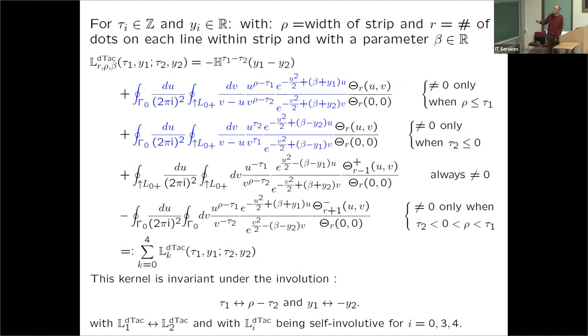Again, these are integrals over a little circle. This is an integral over a line to the right of that circle. These are two residue integrals over gamma naught. And again, these are two integrals over a complex line to the right of that circle. And as you gather from the picture, this kernel is invariant under the involution tau 1 going to rho minus tau 2, and y1 is interchanged with minus y2. It just means that the picture which I showed you before could just be turned around. There's just that symmetry. And of course, it's easy to check that this part of the kernel turns into that one by involution. This is self-involutive, and this is self-involutive as well. Okay. So this is the tacnode kernel.